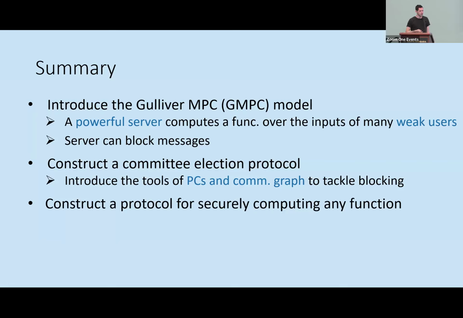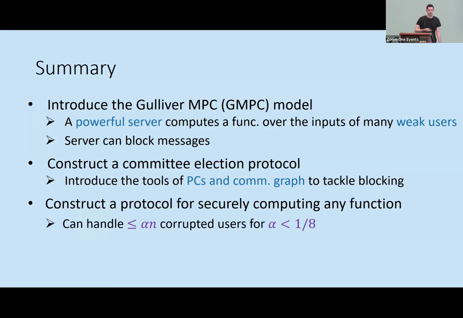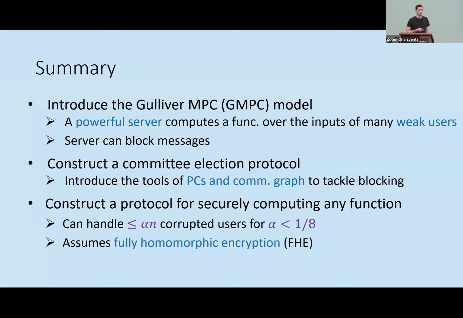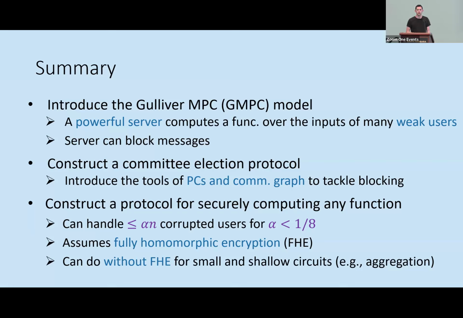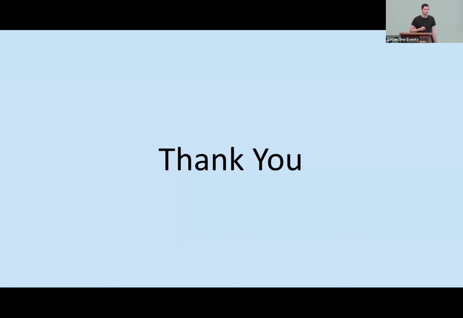And I didn't get the chance to talk about it, but using this committee election protocol, we can actually construct a protocol for securely computing any functionality with sufficiently short output. And the protocol is secure, assuming a constant fraction of the users are corrupted, where the constant is strictly less than 1/8, and assuming fully homomorphic encryption exists. However, just like I said, there are many important functionalities where we can compute them without assuming FHE and only use signature schemes and commitments. And that's it. Thank you.